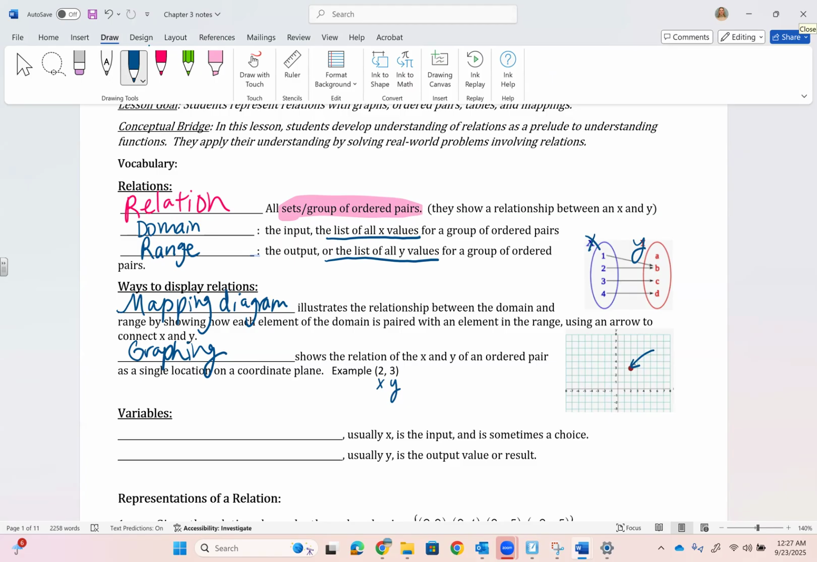And then variables, if they have words to them, there would be an independent variable. That's the X. That'd be the input. Sometimes that's a choice, sometimes it's time. That's along the X axis. And then the dependent variable is the resultant output. That's the Y value.